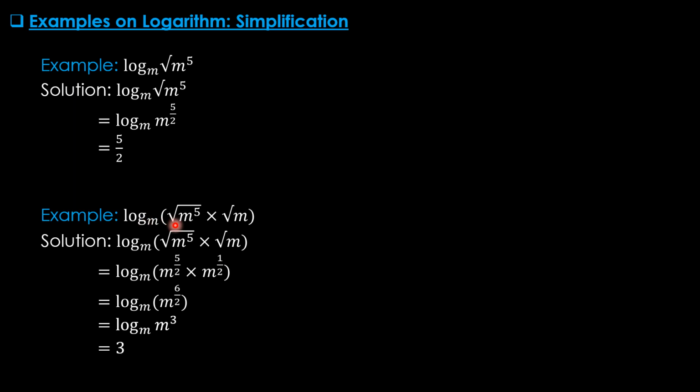If it is log square root of m to the power 5 times square root m, we just simplify this portion here. Square root of m to the power 5 means m to the power 5 over 2, times square root of m means m to the power half. So m to the power 5 over 2 times m to the power half. In this algebra we just add the powers. So it becomes m to the power 6 over 2, which means m cube. Then we apply the exponent law. So 3 becomes the coefficient of this logarithm. Then 3 log m base m means 3.